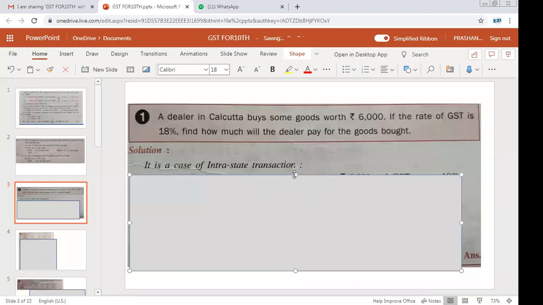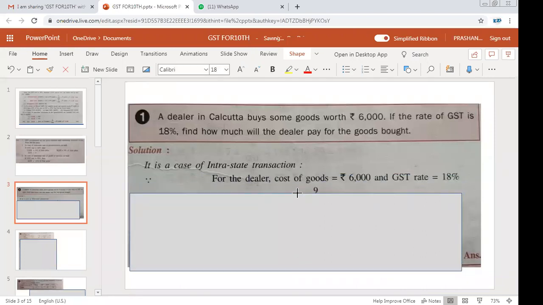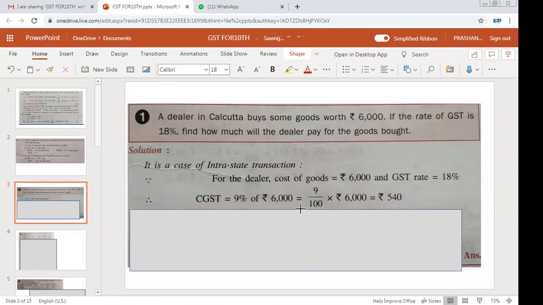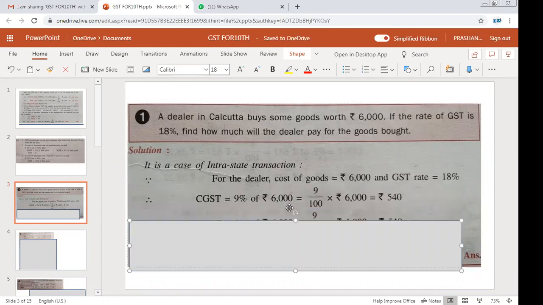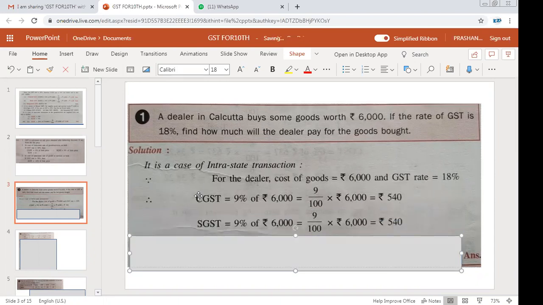Here nothing is mentioned whether it is interstate or intrastate, so you can directly calculate: cost price 6,000, GST is 18%. So CGST will become 9% of 6,000, which is 9 upon 100 of 6,000, which will become 540. You can just copy paste this, and here instead of CGST write SGST. SGST will become again 9% of 6,000, which is 9 upon 100 of 6,000, which will become 540.